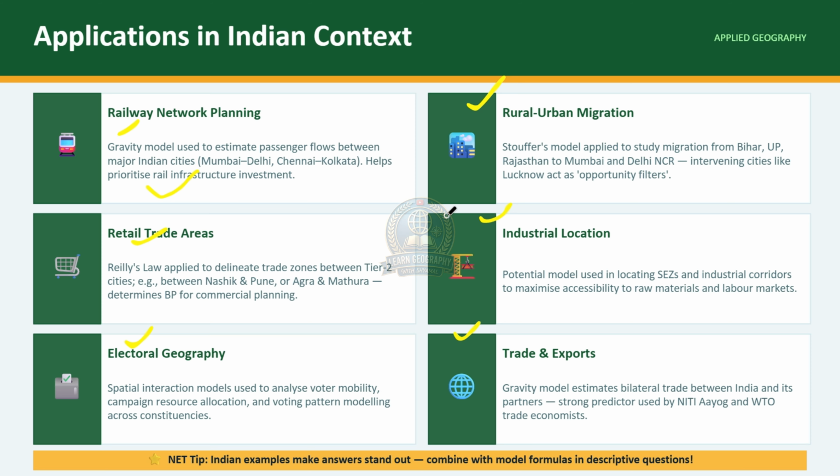Trade and export: the gravity model estimates bilateral trade between India and its partners. It is a strong predictor, used by NITI Aayog and WTO trade economists. Indian examples make answers stand out, especially when combined with model formulas in descriptive questions.